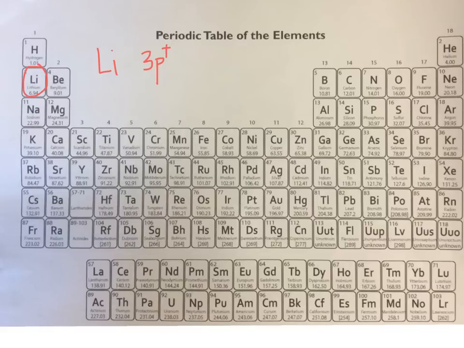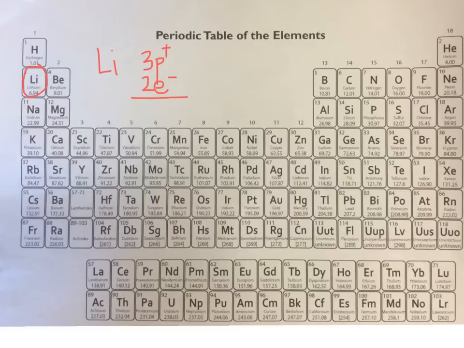So what do you think is easier for lithium to do? To gain 7 or to lose 1? So it would be easier for lithium just to lose one electron in order to have the same number as one of the noble gases. So therefore, lithium would have only 2 electrons.